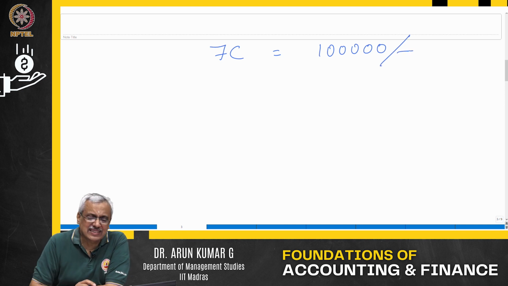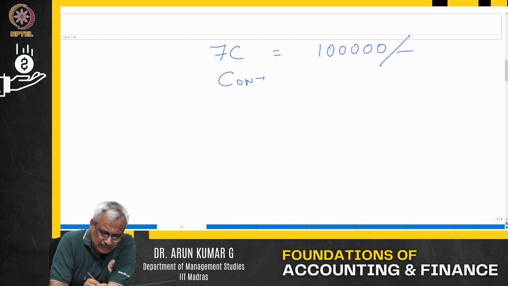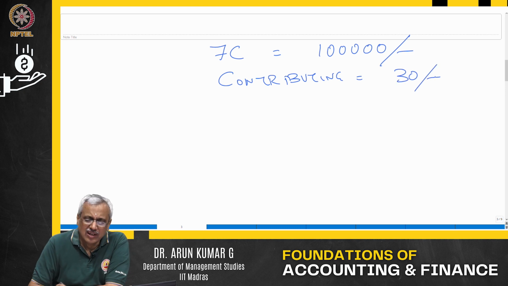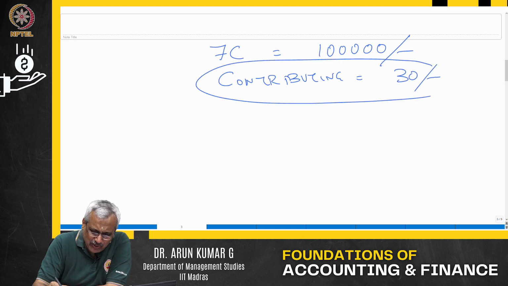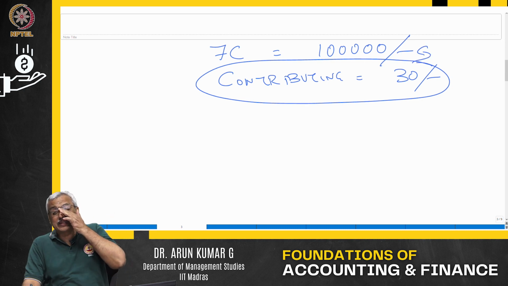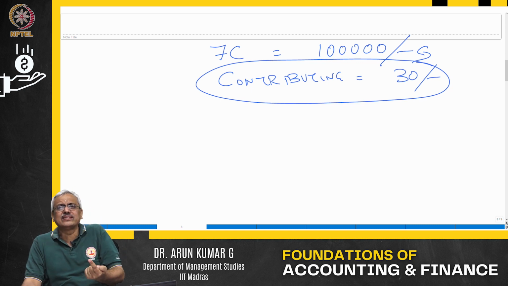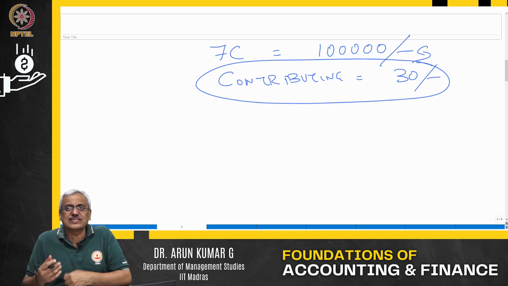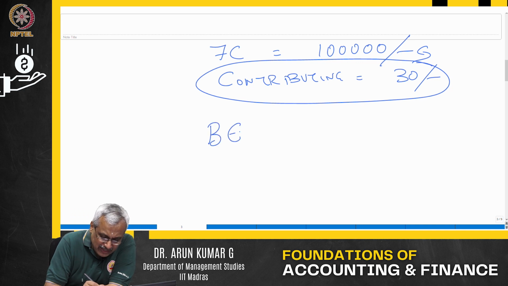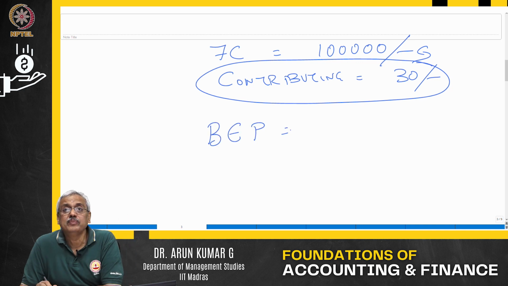Every unit I manufacture and sell is contributing 30 rupees. How many 30 rupees do I have to get in order to cover this total fixed cost of 1 lakh? Because each unit is giving me 30 rupees, how many units do I have to sell so that my fixed cost gets covered? That is what we call the break even point, BP.